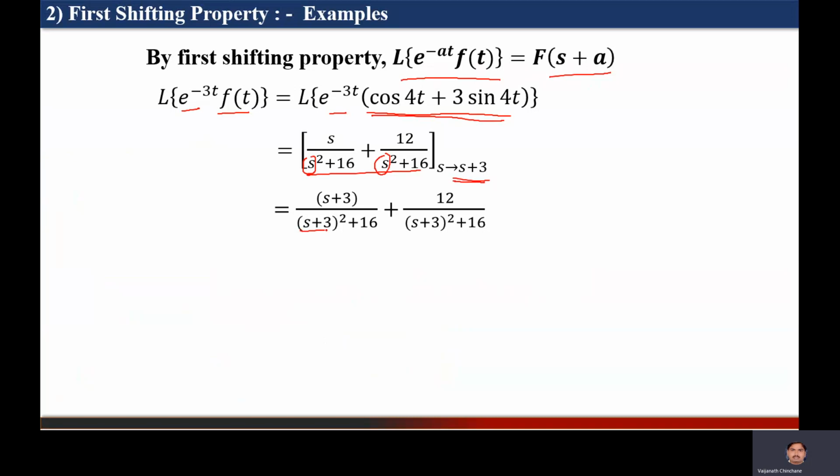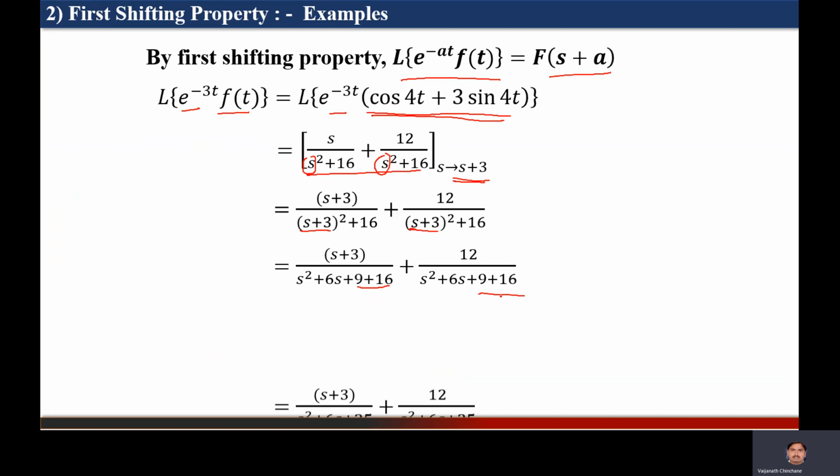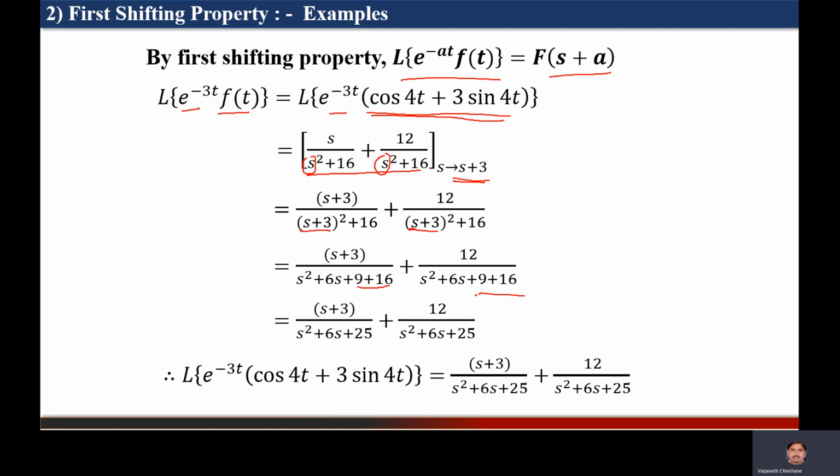So we get this, and after expanding, we get that Laplace of e raised to minus 3t, cos 4t plus 3 sin 4t, is equal to s plus 3 upon s square plus 6s plus 25, plus 12 upon s square plus 6s plus 25, student. So this is the answer.